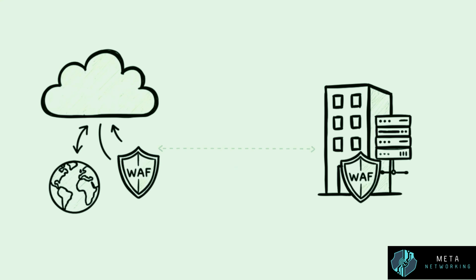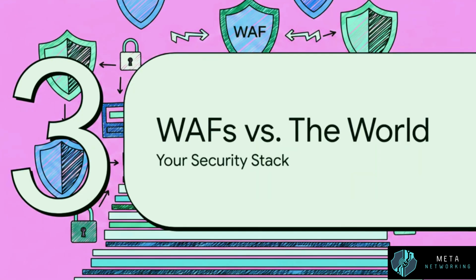But it doesn't have to be an either-or choice. A lot of larger companies use a hybrid strategy. They'll use the speed and scale of a cloud WAF for all their public-facing websites, while keeping a tightly controlled on-premise WAF to guard their most critical internal systems. Best of both worlds.